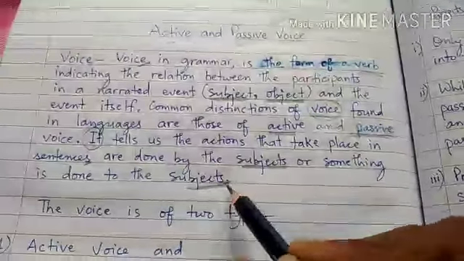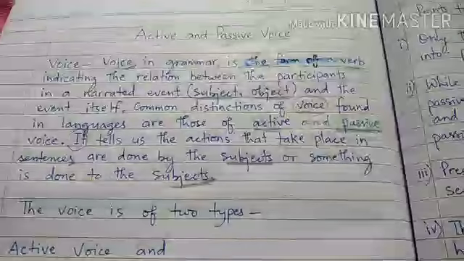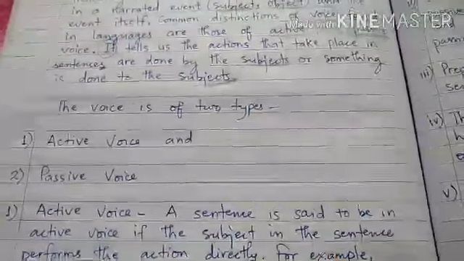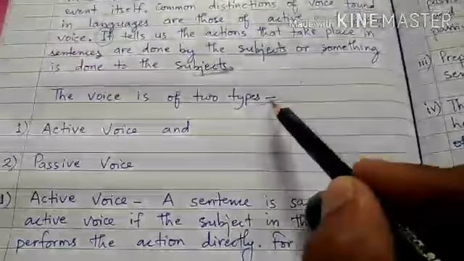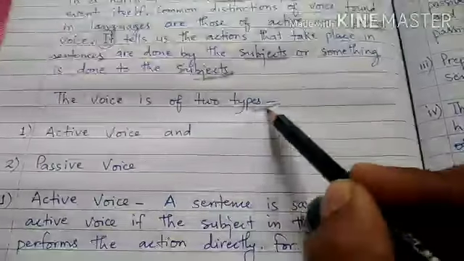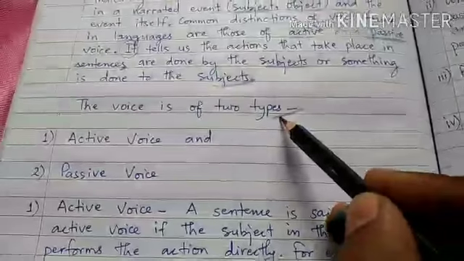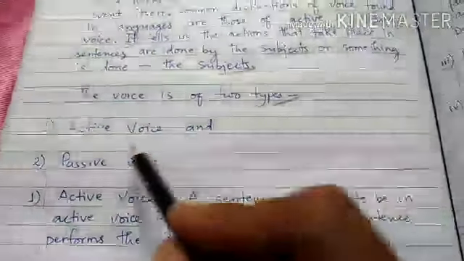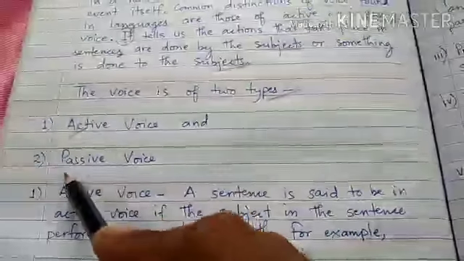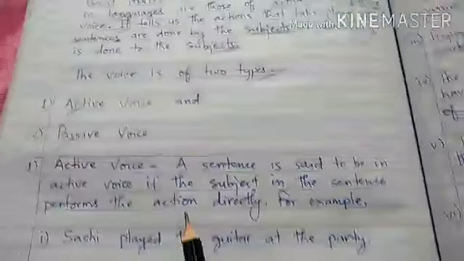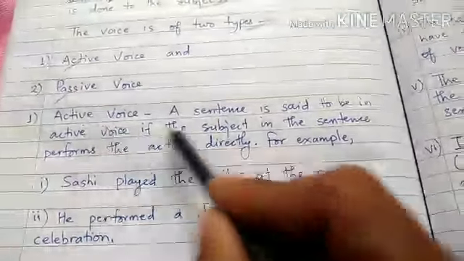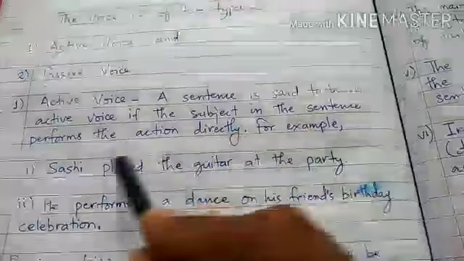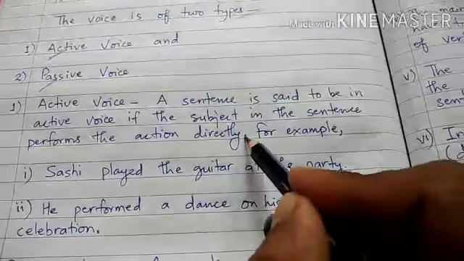Okay. So before that, let us know what are the types of voice and what is the definition of each voice with example. Now see here, the voice is of two types. That means in two voices we can express the same actions, one is active voice, another is passive voice. So let us see what is active voice. Active voice. A sentence is said to be in active voice if the subject in the sentence performs the action directly.